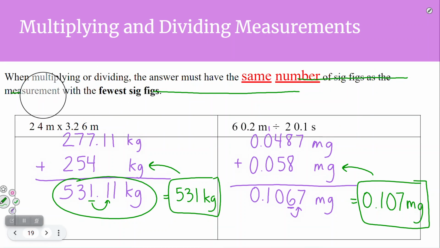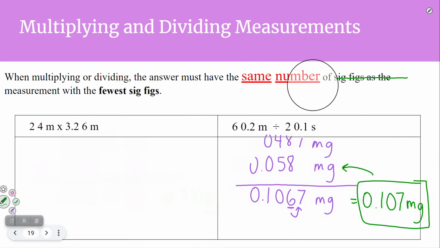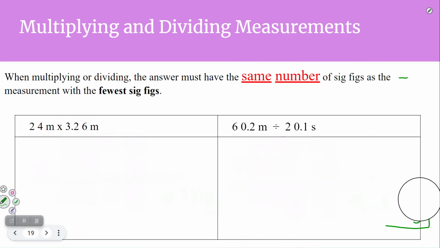Next, what do we do when we multiply and divide? The rule is a little different here. Now we're looking at total significant figures. We're not looking at places to the right anymore. You need to round your answer to have the same number of significant figures as the measurement with the fewest sig figs. So let's do this math in the calculator here.